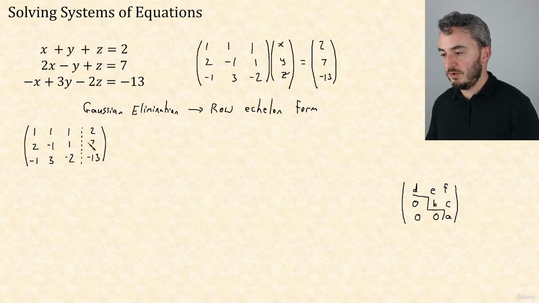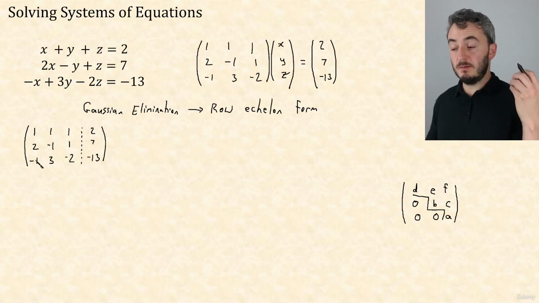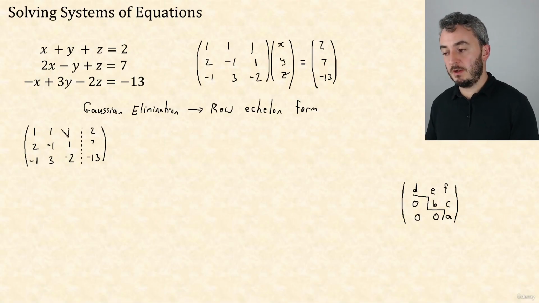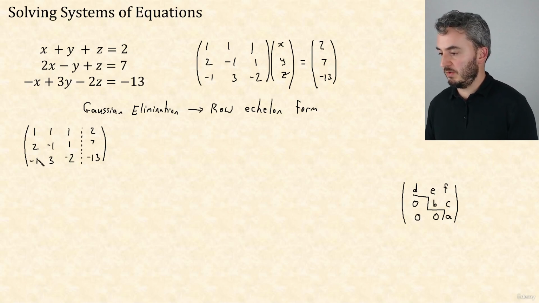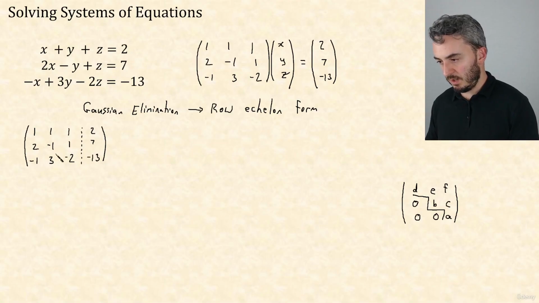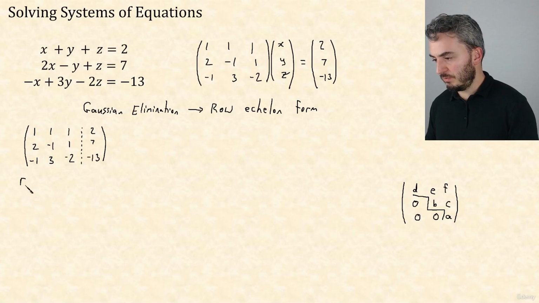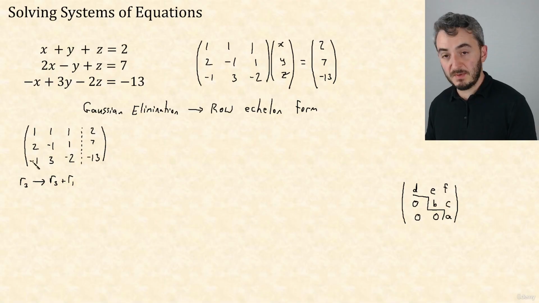This is row 1, this is row 2, this is row 3. My first aim is to get zeros below the leading term here. So I want 0 here and I want 0 here. And I do this by combining any of the rows that I've got with any others. Here's what I mean. I could convert this to a 0 by taking all of this row and adding on all of this row. So I'm going to replace row 3. So row 3 is going to become my old row 3 plus my old row 1. Because when I add these two together, that's going to give me that 0 there.